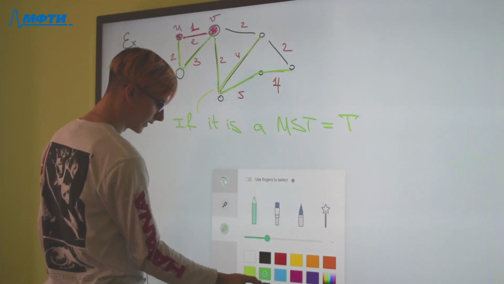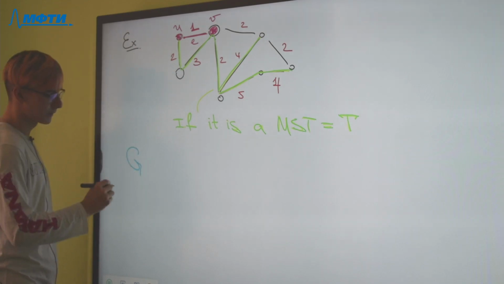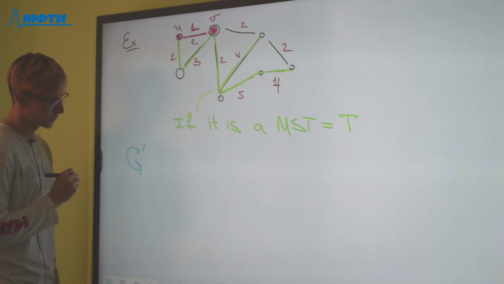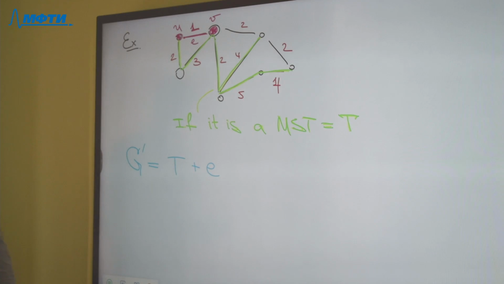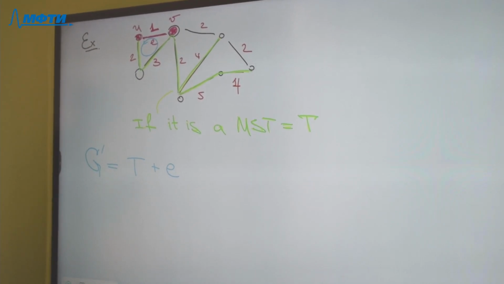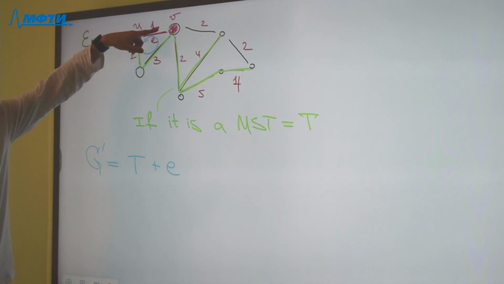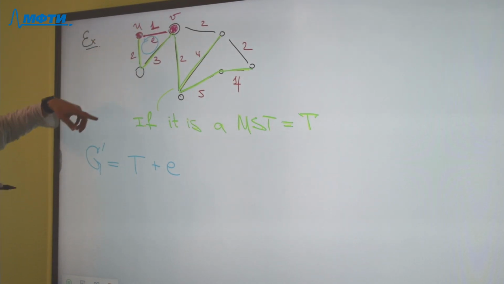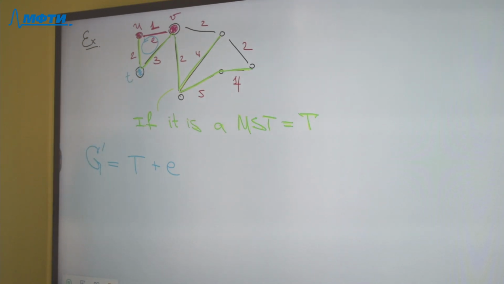Okay. Then we can set subgraph G prime equal to T plus E. Yeah. And say that in this subgraph we have only one circle. Yeah. This. And in this circle we have not only E but other edges, for example, U, the edge connecting U with, for example, vertex T.